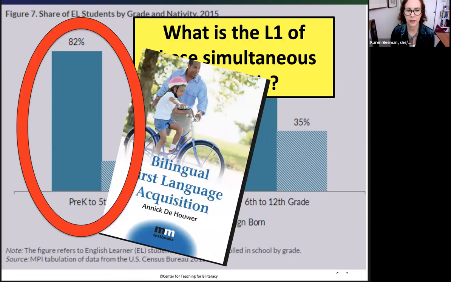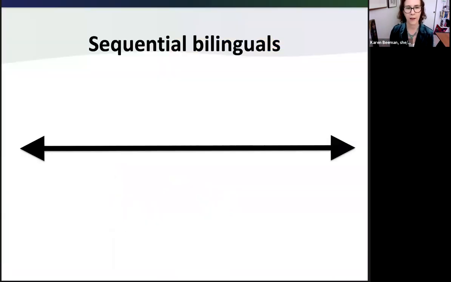It's bilingual first language. But if we're going to embrace the multilingual perspective, that means we're going to have to really reflect on the systems and structures we have in place. Example, an intake form. If the intake form says, what is the L1 of the student? That might not work with your simultaneous bilinguals. And so we might want to look at a number of these systems and structures that we have.